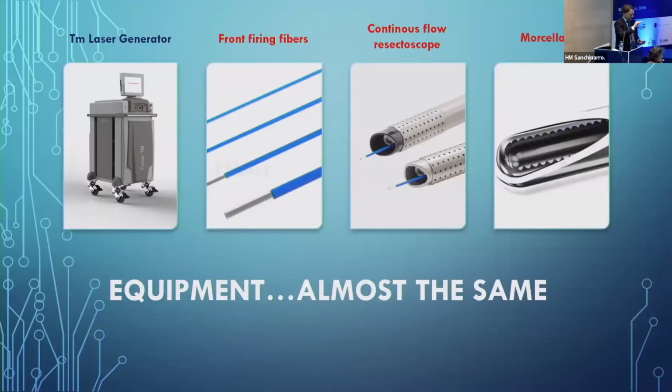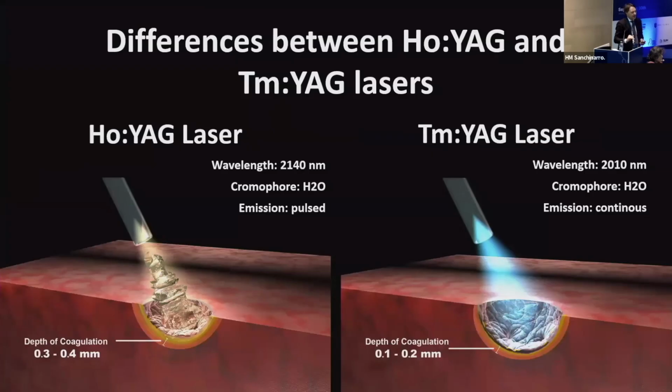The equipment is absolutely the same. So this is just to make a comparison to give you some key points. Wavelength is not that different, and this similarity makes them work on the same chromophore, the saline. You can use the thulium with continuous or pulsed, and then we have also the thulium fiber that can be continuous or pulsed too. And then we have the holmium that is just pulsed.